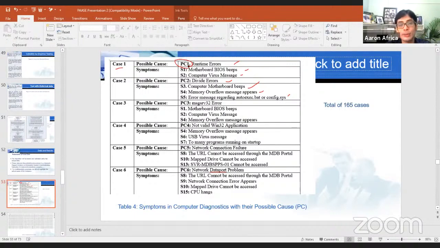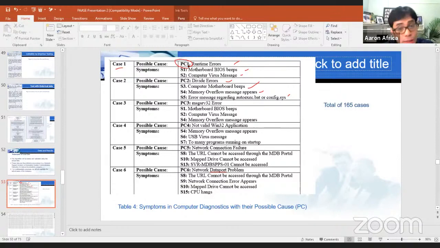Usually they have a log. If the possible cause is PC1, runtime error, this is what you will do. Some of you just have to install a certain program to remove them, or uninstall a certain program to solve the runtime error. Actually, if you already know the possible cause, the solution is already there. It's already easy. The hard one is knowing what the possible cause is.